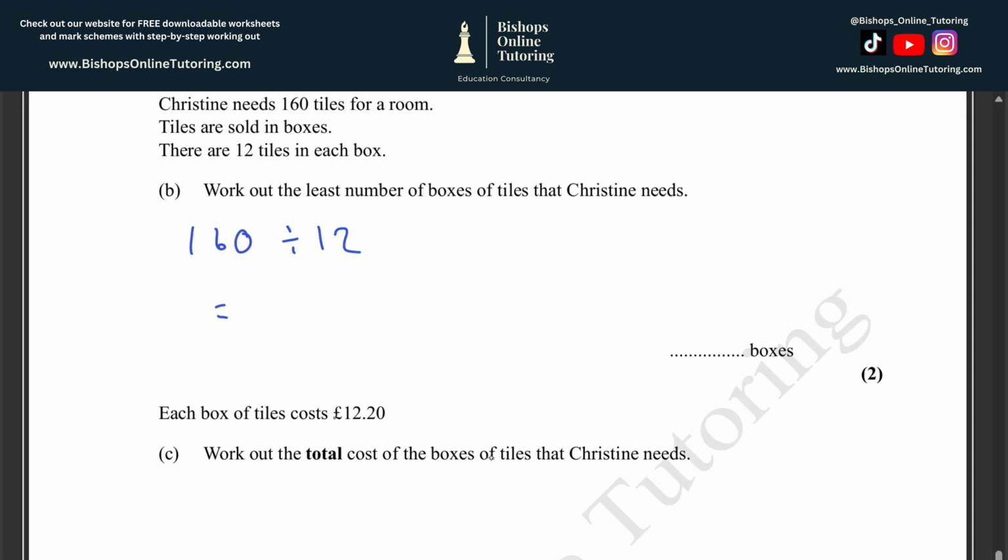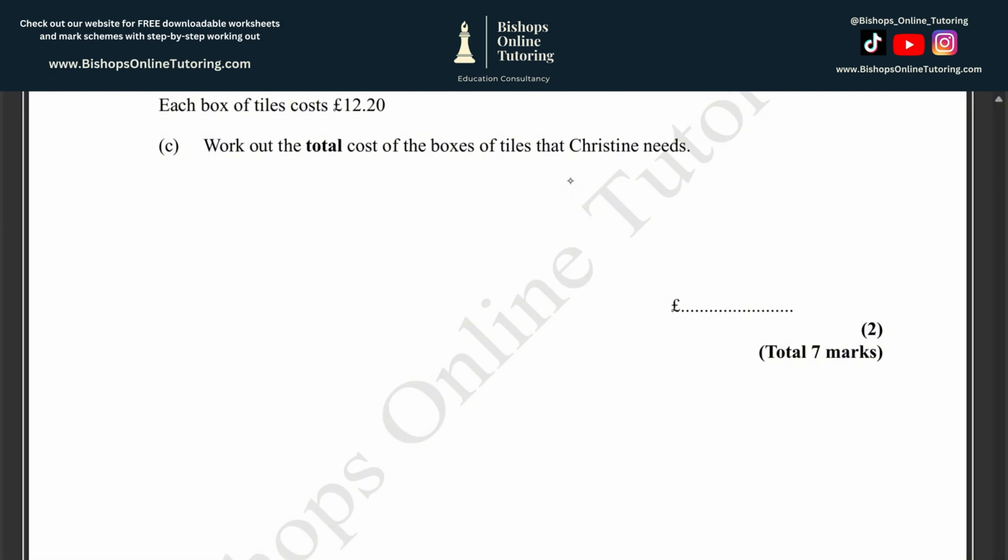The answer for that is going to be 13.3 recurring. So we can't have 0.3 of a box. So we're going to need 14 whole boxes, and that's our answer. Okay, and finally, each box of tiles costs £12.20. Work out the total cost of boxes of tiles that Christine needs.